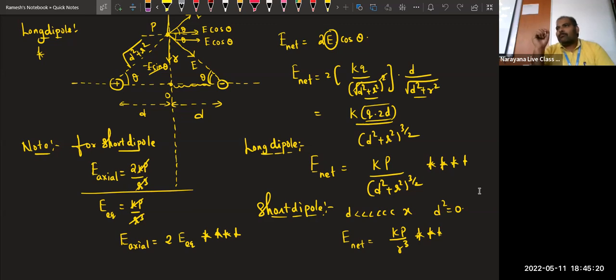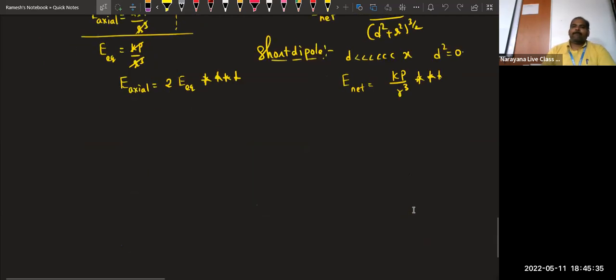What is next? There is no rule that the point should be taken only on the axial line or only on the equatorial line. Middle also you can take. An arbitrary point also you can take. Yes or no? One example I will tell.